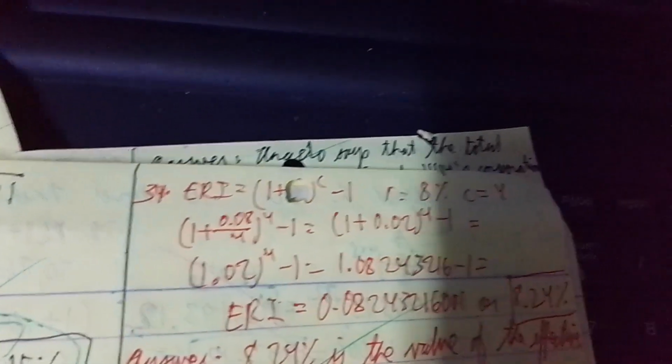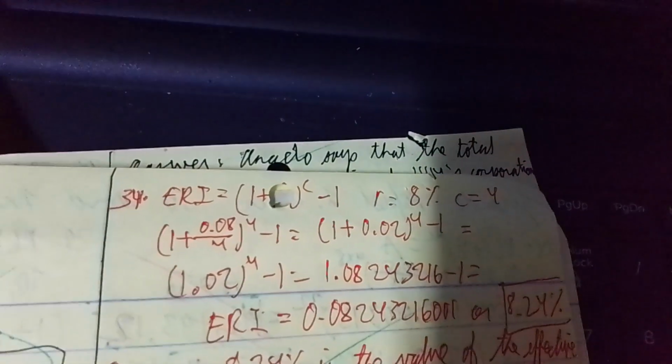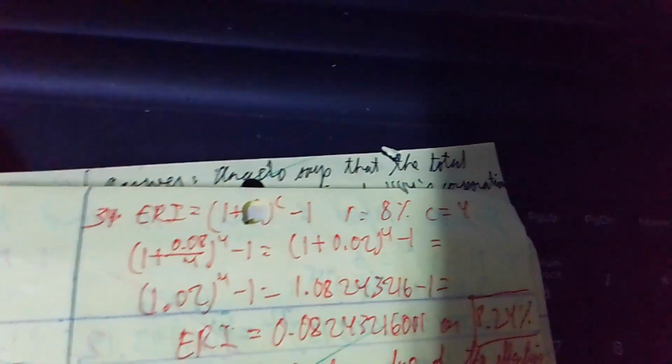So, how do you solve for the ERI? Ganito kasi yun. Very easy lang talaga to solve. So, this is the formula, di ba? And our rate is 8% and our compounding period is quarterly, kasi yung quarterly is 4. So, therefore, ang ginawa ko, 1 plus 0.08 divided by 4 raised to the 4th power minus 1.